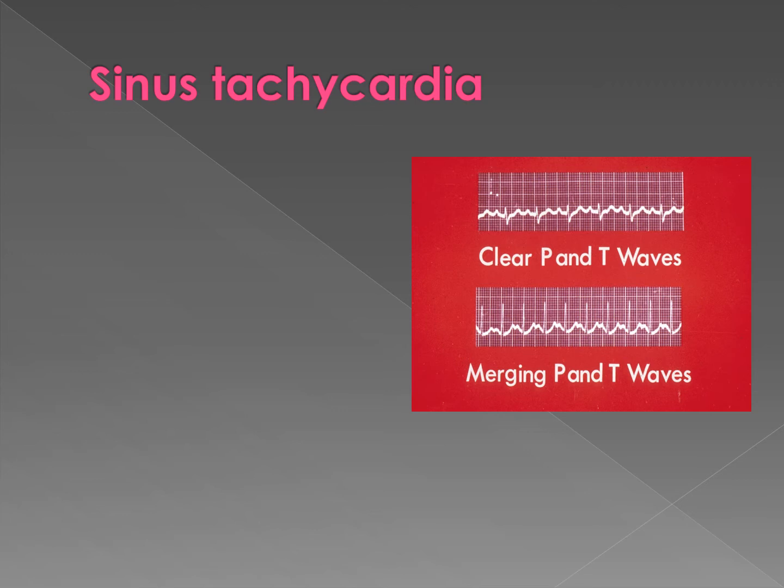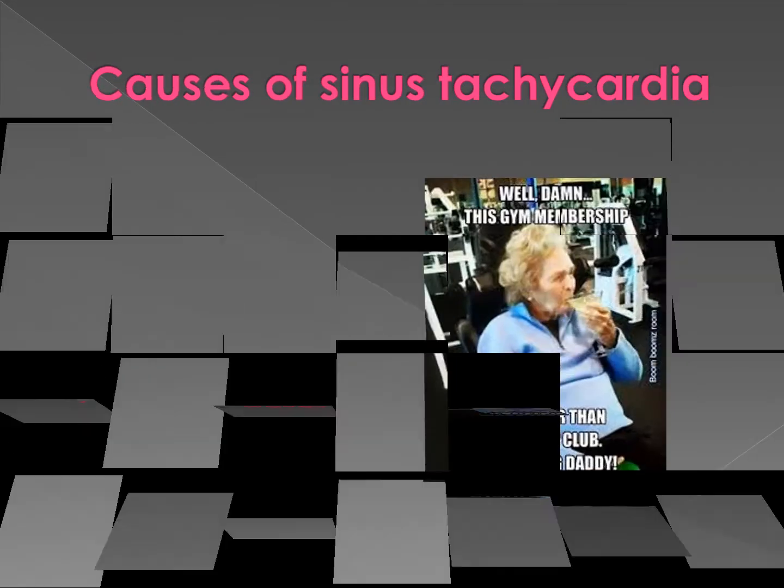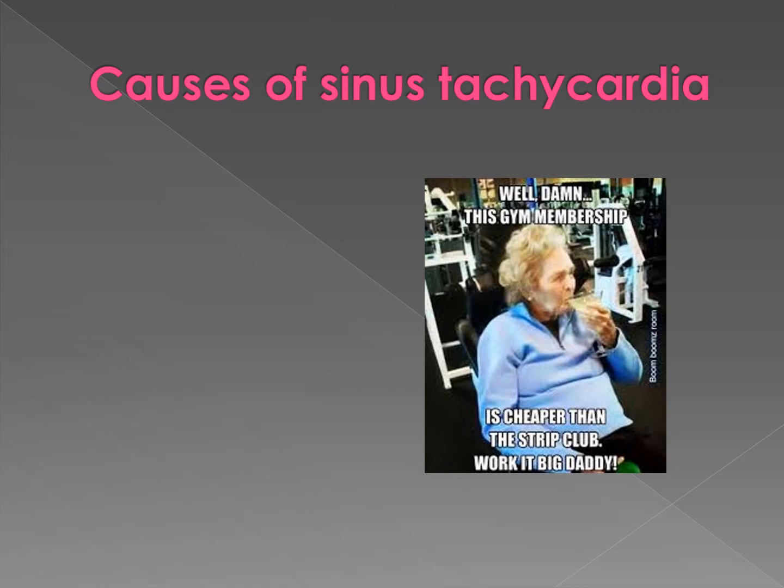Occasionally, when the rate of the sinus tachycardia becomes very rapid, the P and the T waves may overlap. In other words, the P and the T waves will sort of be hidden together. Sort of looks like that, and hopefully you can look at that rhythm in a little while.